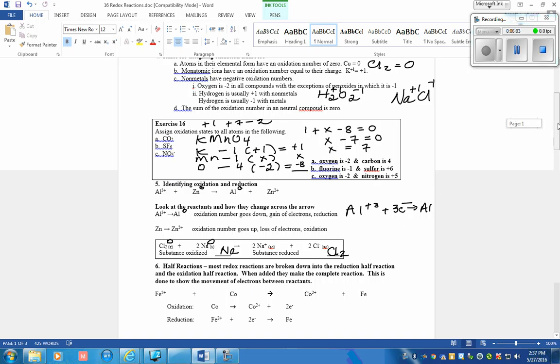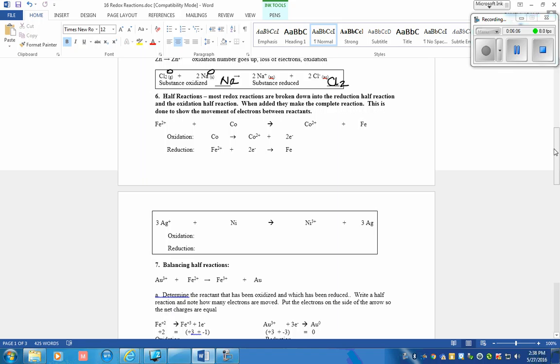It is customary for us to split reactions into half reactions, to look at them separately. Here is an example. Here is our equation, and we see that cobalt is oxidized. Its oxidation number goes up across the arrow, and it loses 2 electrons, while iron is gaining 2 electrons to go to elemental iron.